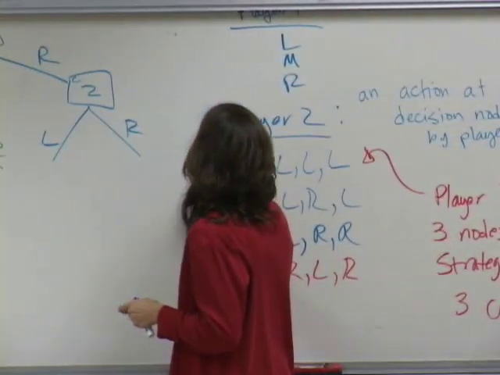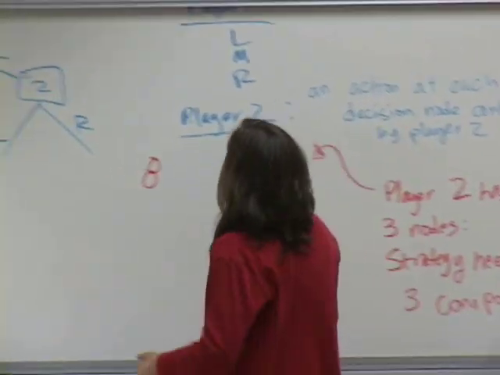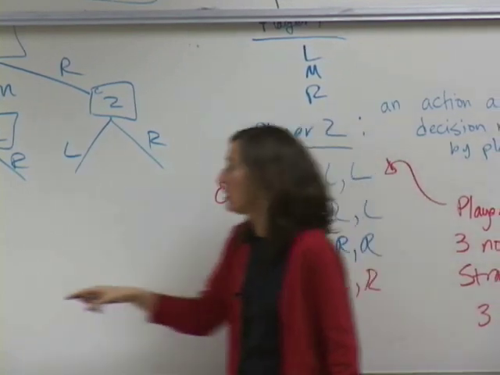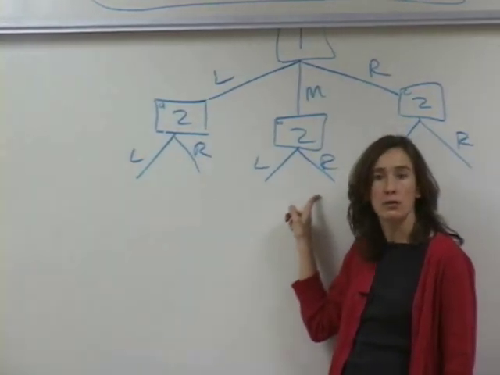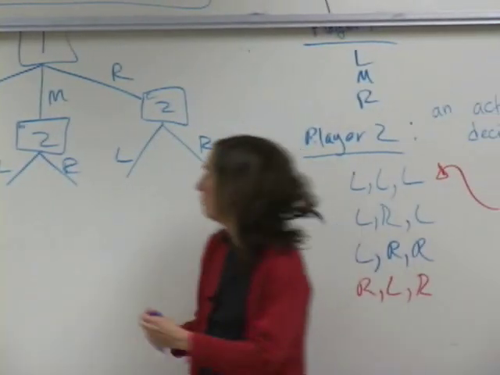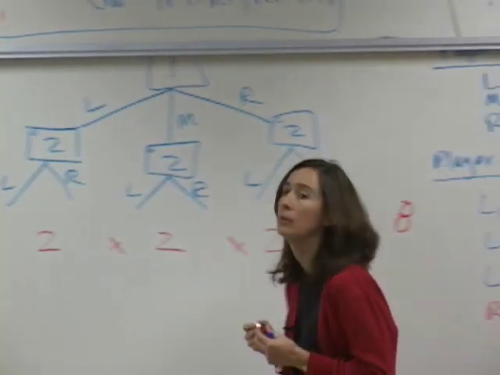How'd you get 8? It's 2 to the 3rd power. That's exactly right. The total number of strategies is the number of choices here times the number of choices here times the number of choices here. 2 times 2 times 2.